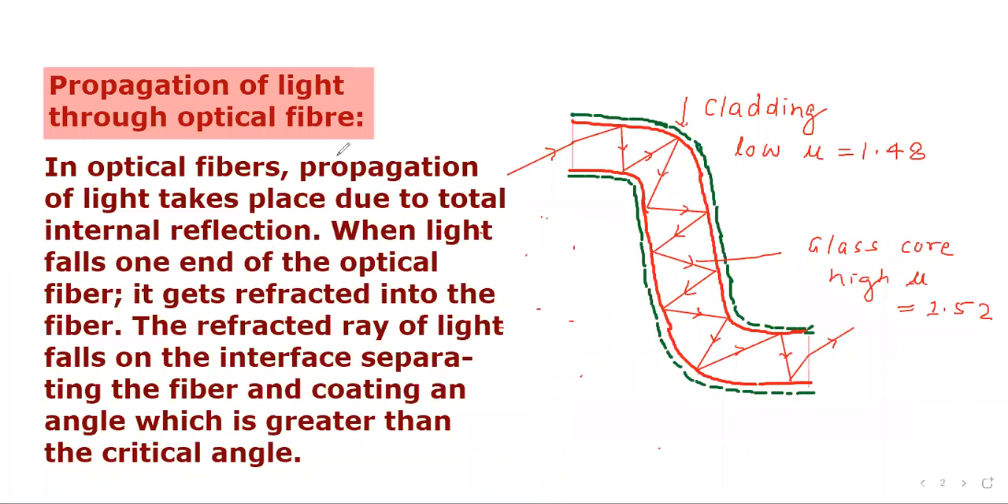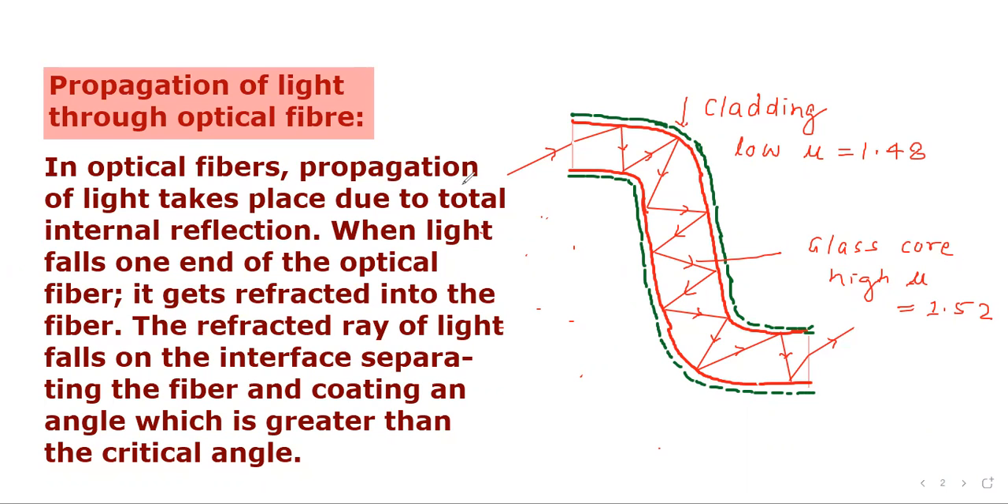Now let's see the propagation of light through an optical fiber. This is the optical fiber. This is the cladding with a low refractive index of 1.48, and inside is the glass core with a high refractive index of 1.52. A light ray enters. At this point, it suffers refraction, and then it suffers total internal reflection at every point. And at this point, it goes out. Here again, it suffers refraction. The same is described here.